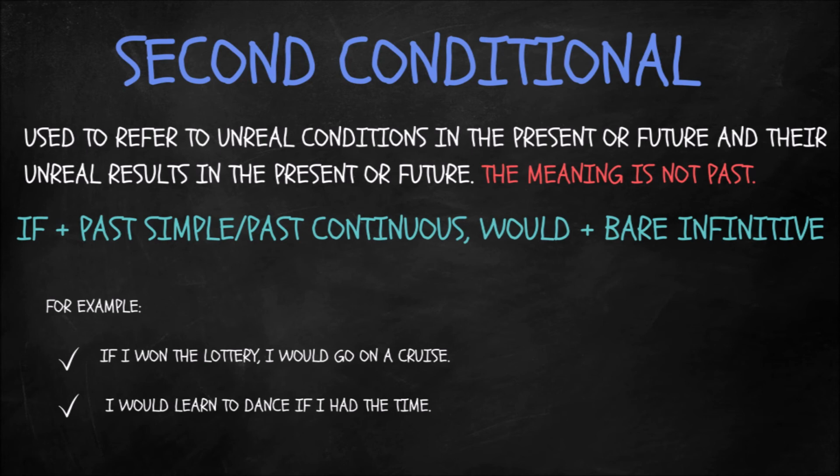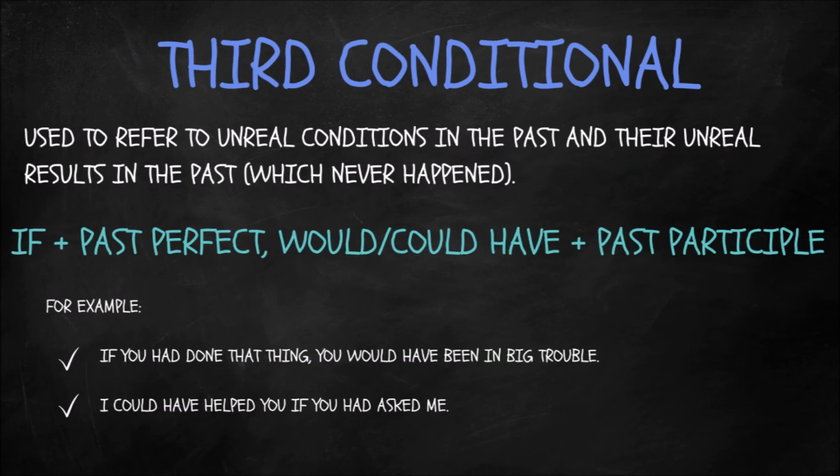And finally, what about when you really want to speculate about what happened or didn't happen in the past? Well, this is when you need the third conditional. Okay, and so we use this to refer to unreal conditions in the past and their unreal results in the past, which basically never happened.